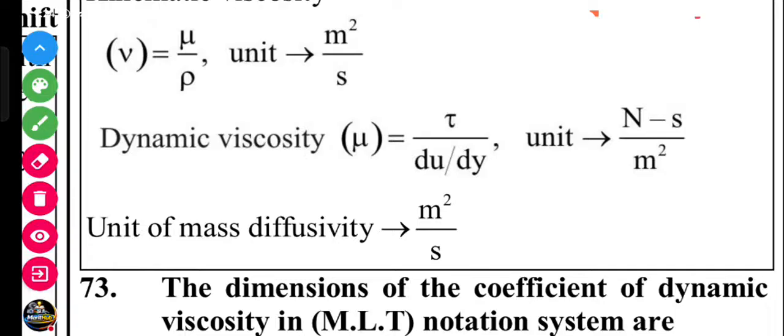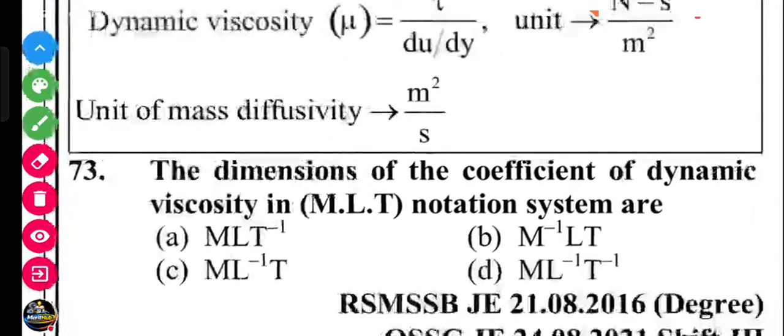Question number 73. The dimension of the coefficient of dynamic viscosity. Dynamic viscosity is M L^-1 T^-1. D is the answer.